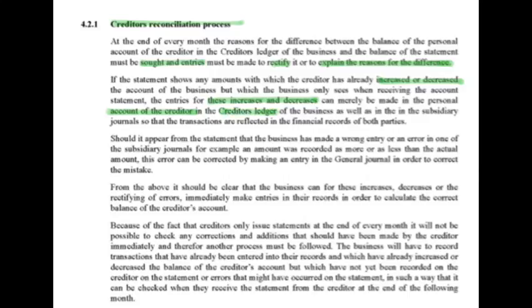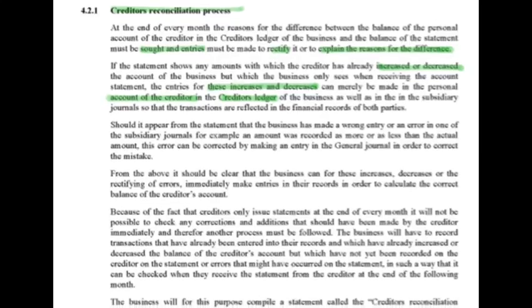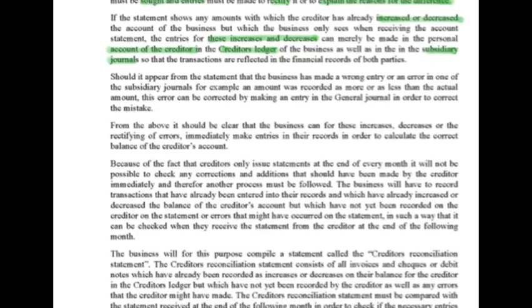So it's the same as when the bank had entries on the bank statement, but we didn't yet have it in our books, then we had to just add it to our books. The same happens here. The creditor has some entries on the creditor's statement, but we don't know about that yet. Then we simply go and add it to our records, so that then our records and their records show the same entries. So this will be added into the subsidiary journals of the business, so the transactions are reflected in our financial records and therefore in both parties' financial records.